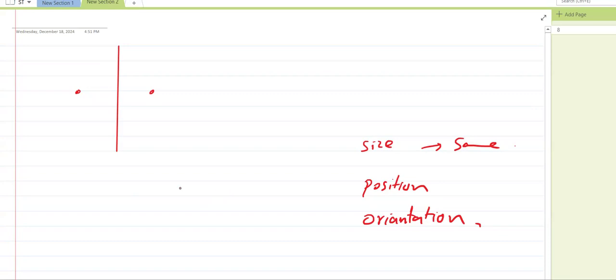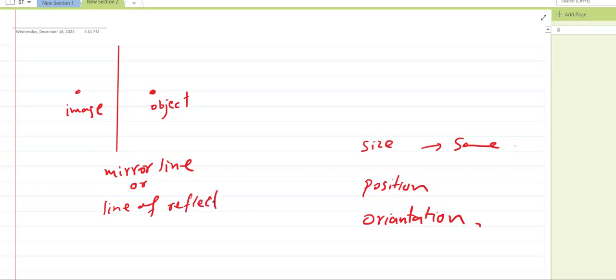So you have to deal with the following situation. A vertical line, like your mirror. If, for example, this is the object and this is the image, the place where the mirror is placed is called the mirror line. In math, we usually use the term line of reflection. Mirror line or line of reflection, where the mirror is placed.